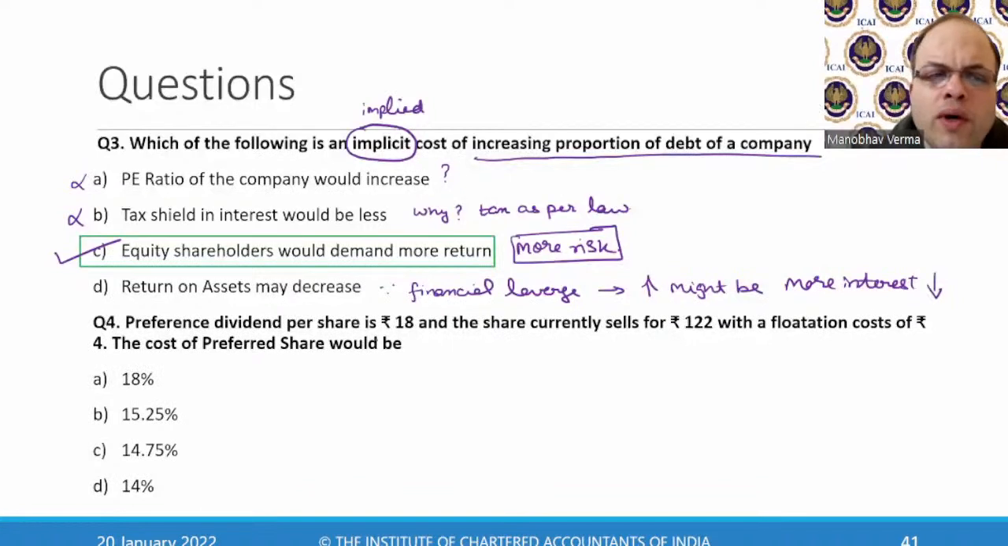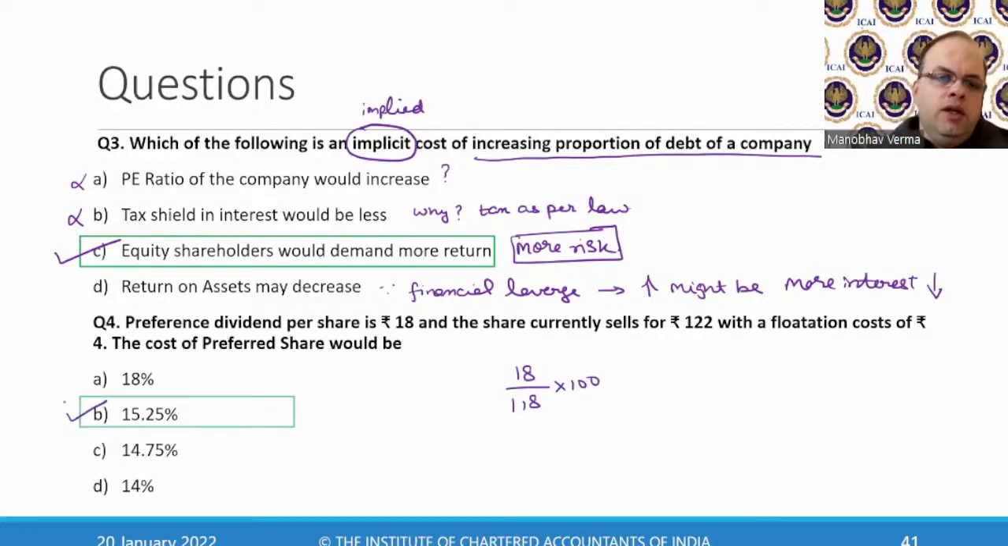I think most of you are giving me option number B here. Preference dividend is 18, share currently is 122, and the flotation cost is 4. So how have you calculated? Should not have been a difficult one though. 18 upon 118 looks to be 15.25%. So option number B, guys.